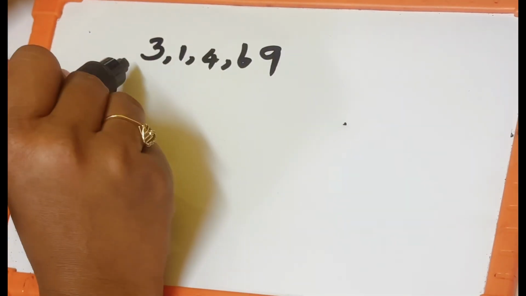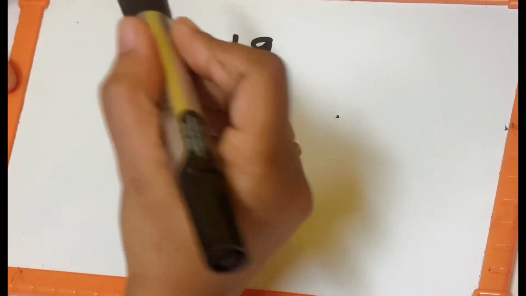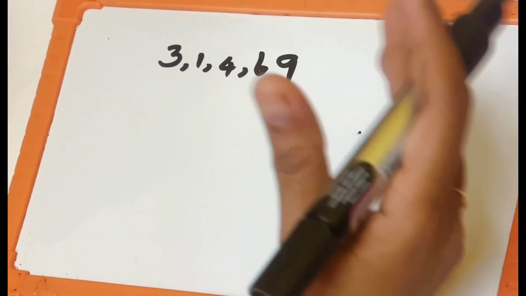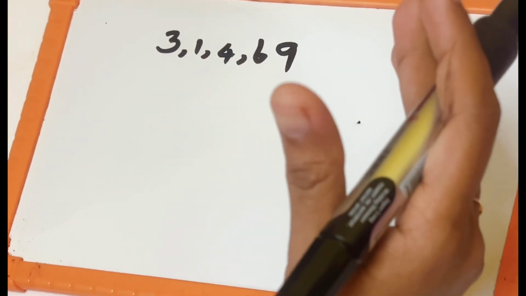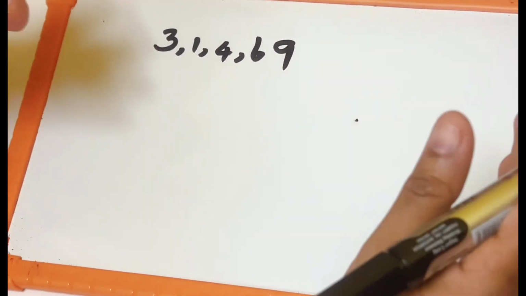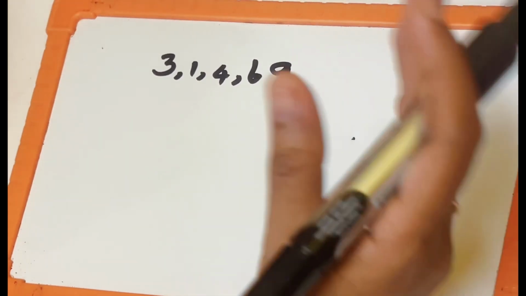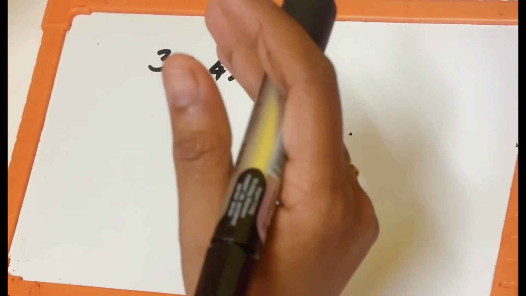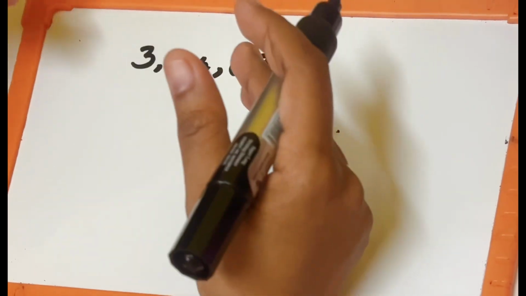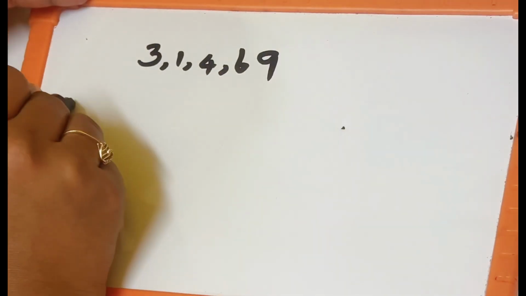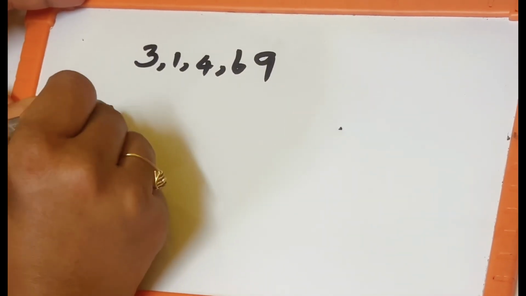Here are some digits: 3, 1, 4, 6, 9. We have to find the biggest and smallest number. For that, first we have to compare the numbers and arrange them in descending and ascending order, right? For getting the biggest number, we have to arrange the numbers in descending order. So first we can find the biggest number.